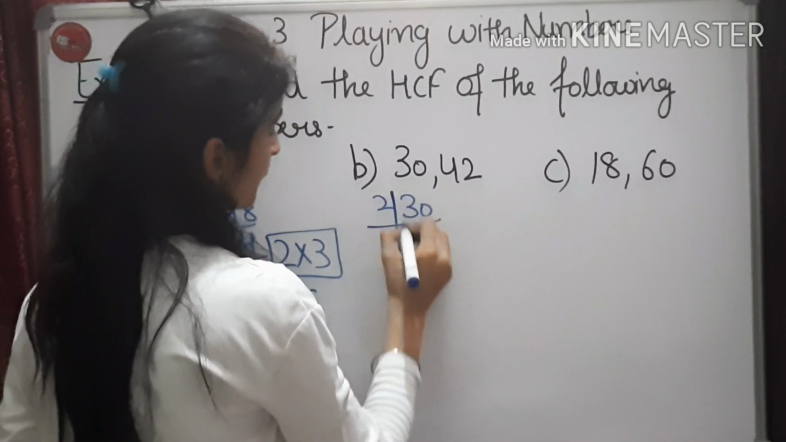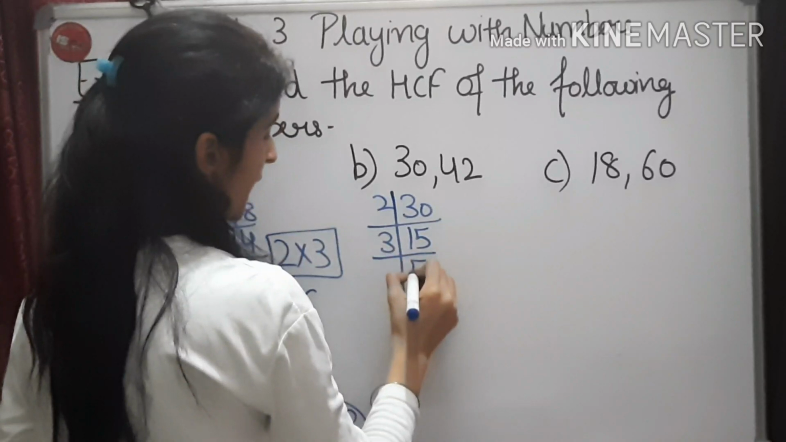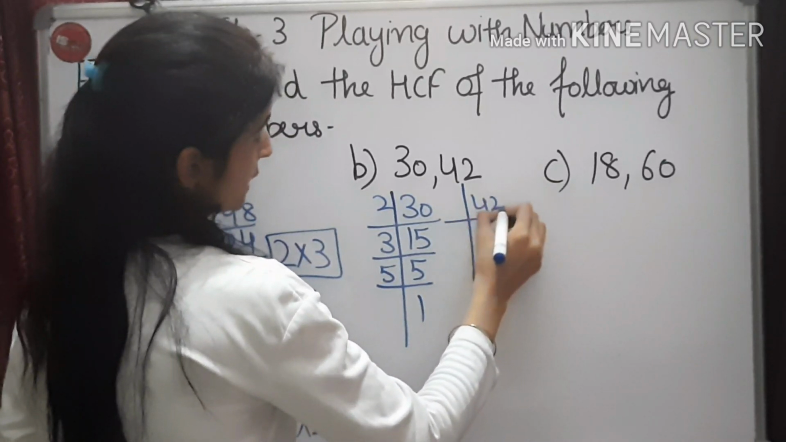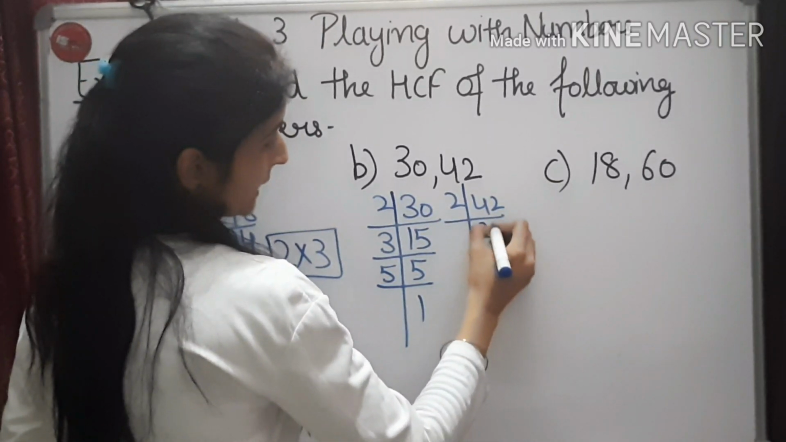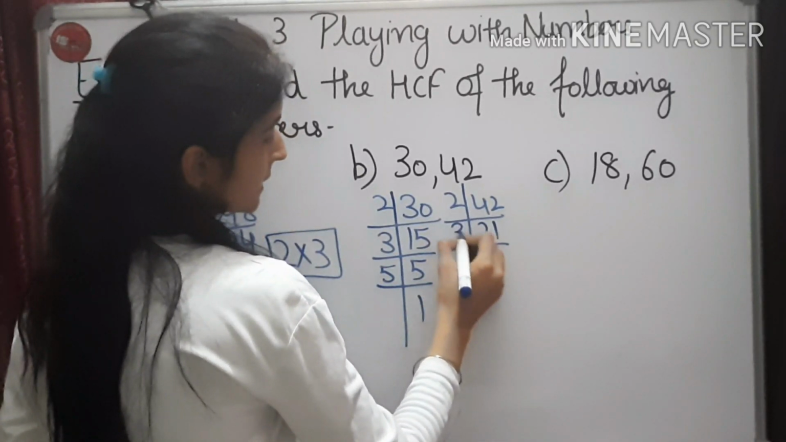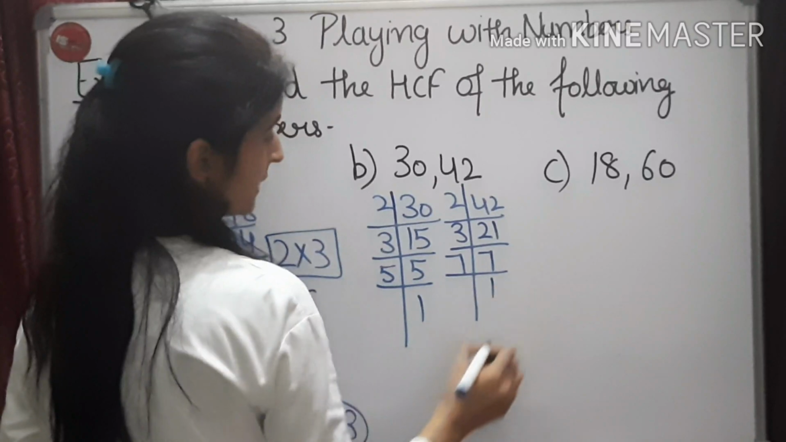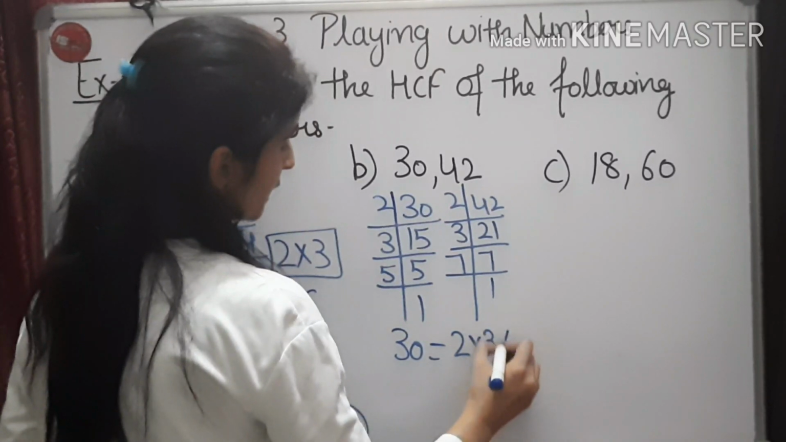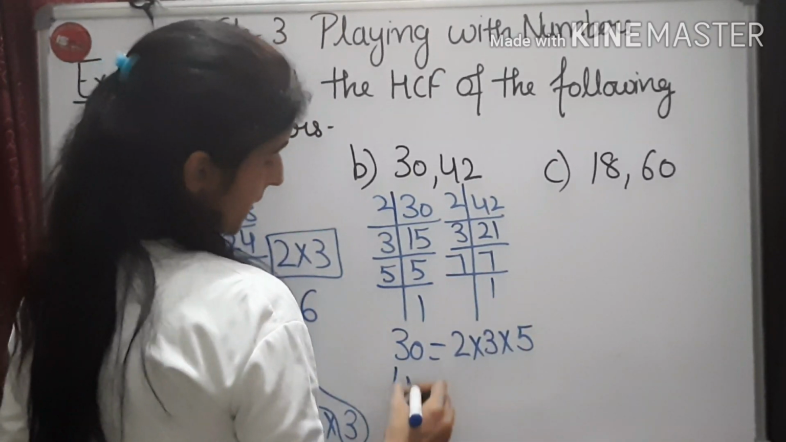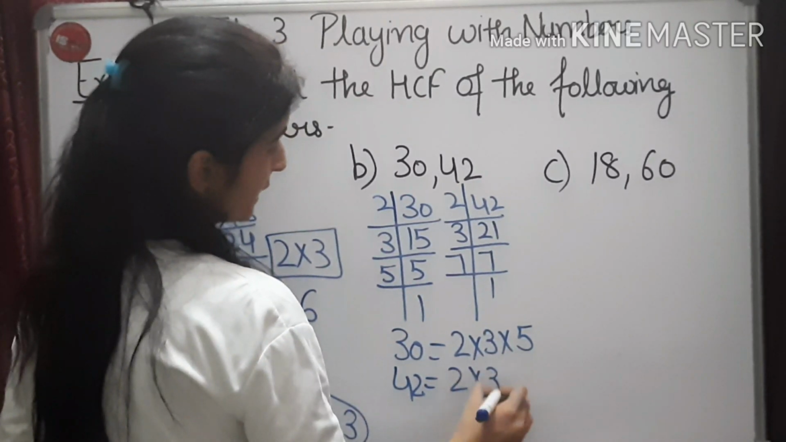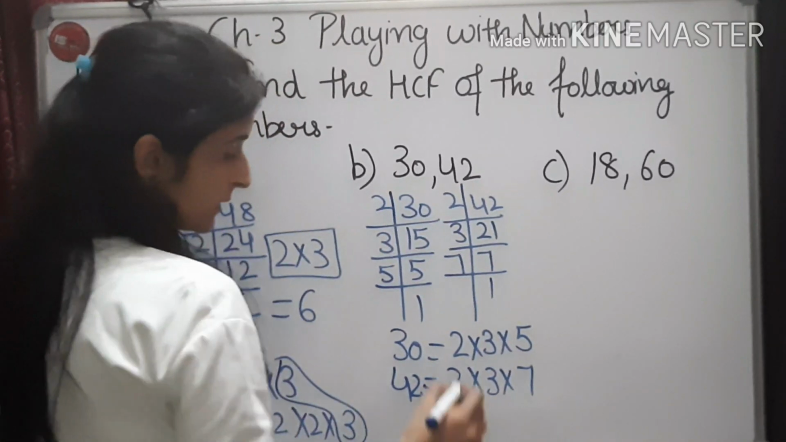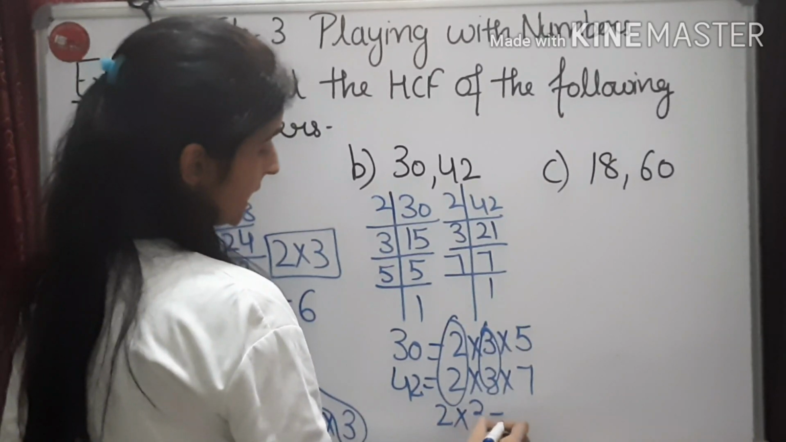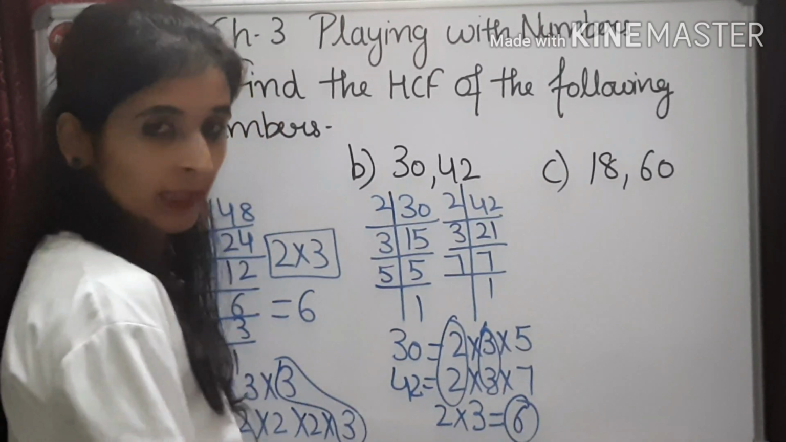30. 2 15s are 30. 3 5s are 15. And 5 1s are 5. And 42. 2 21s are 42. 3 7s are 21. And 7 1s are 7. Now 30 is equal to 2 multiplied by 3 multiplied by 5. And 42 is equal to 2 multiplied by 3 multiplied by 7. Then the common factors are 2 and 3 again. So again the HCF will be equal to 6.